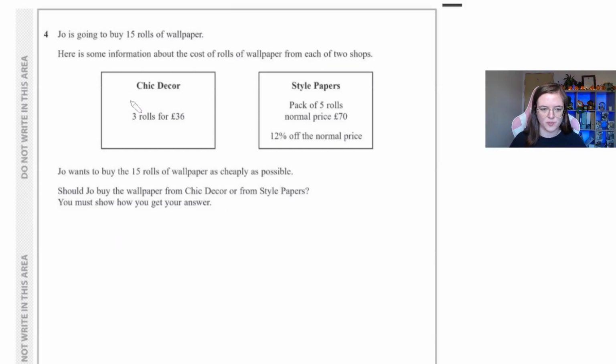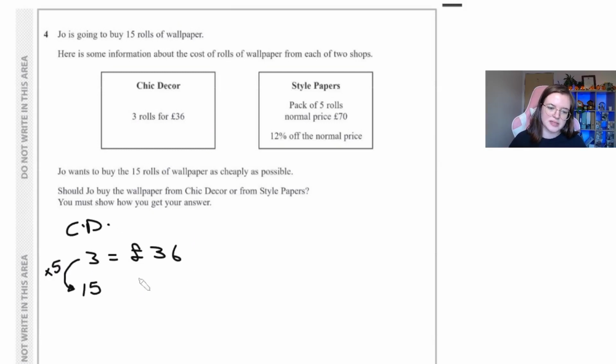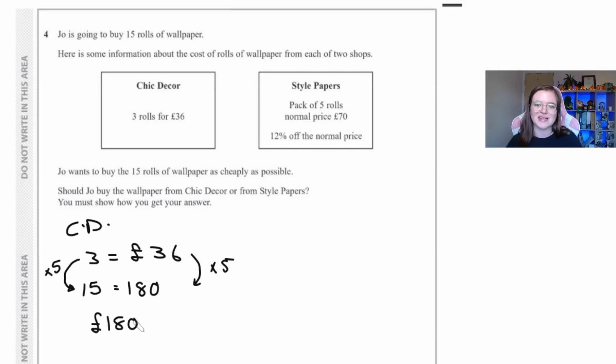Okie dokie then. So, let's have a think. From Chic Decor, CD, 3 rolls is equal to £36. But I don't want 3 rolls, I want 15 rolls. So we can treat it kind of like proportion. How many 3s fit into 15? So how many lots of this bundle of 3 do I need to buy? Well, that is 5. I need to buy 5 lots of it. Therefore, I'm going to multiply this 36 also by 5, and I am going to get 180. So from Chic Decor, that is going to cost £180.